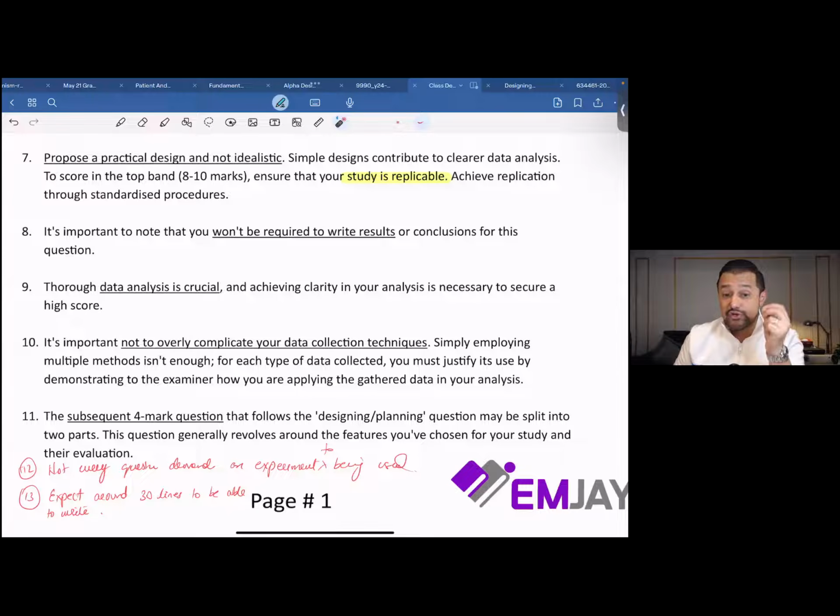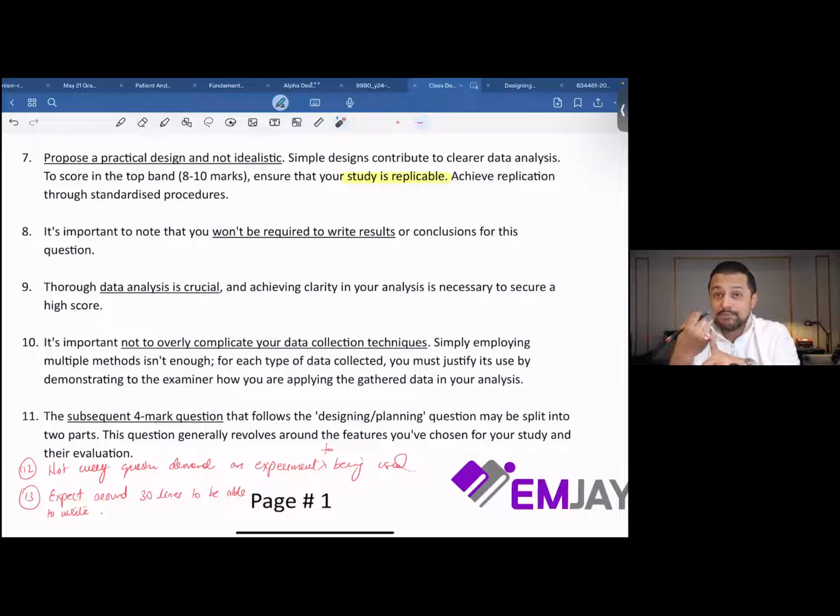This question generally revolves around the features you've chosen for your study and their evaluation. What you've already chosen, what you've already used, the following 4-mark question would be related to it. Now, another 2 points that you see over here. Not every question. Yeah, another very important thing.